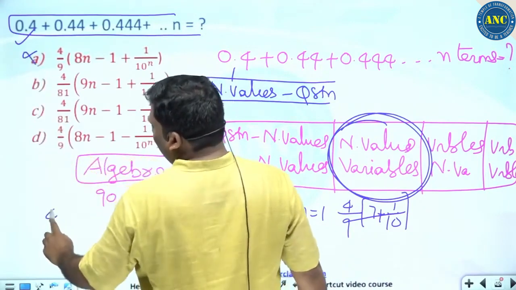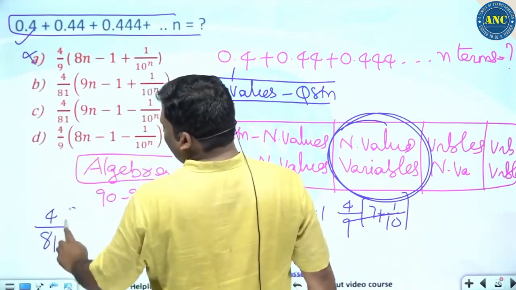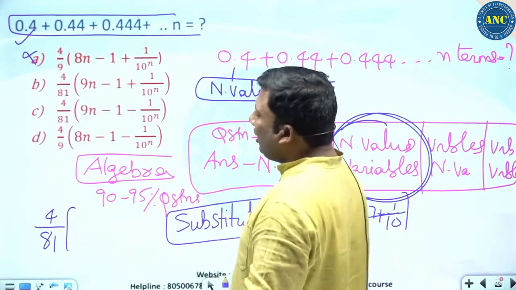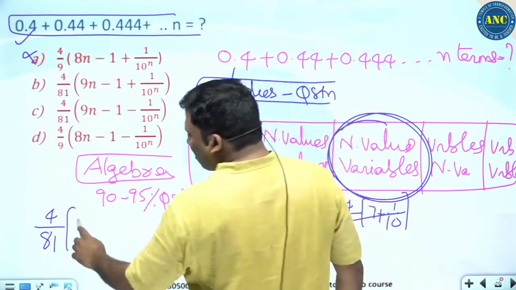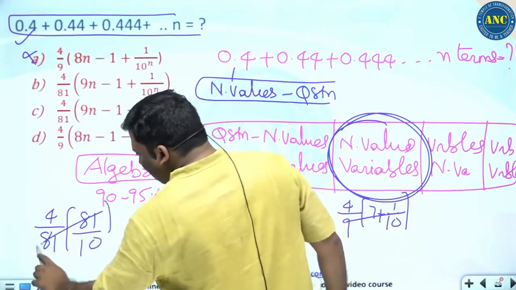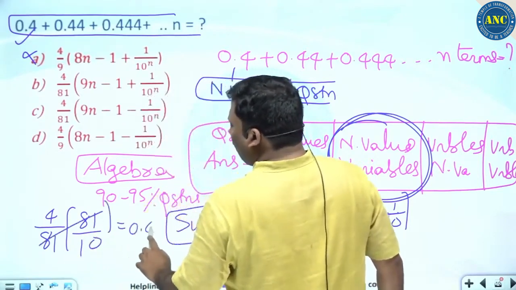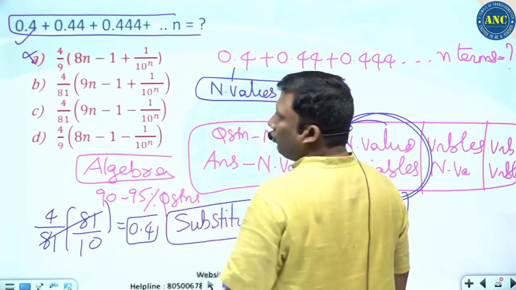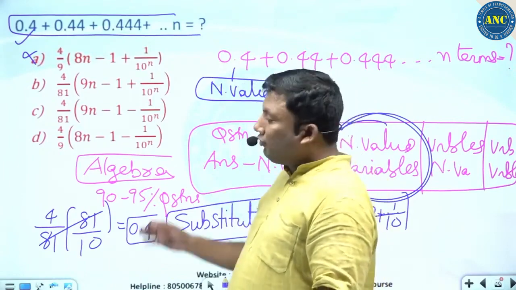Second one, 4 by 81 into n value 1. 9 minus 1, 8. 8 plus 1 by 10. 81 by 10. 81 cancel. 4 by 10 is 0.4.